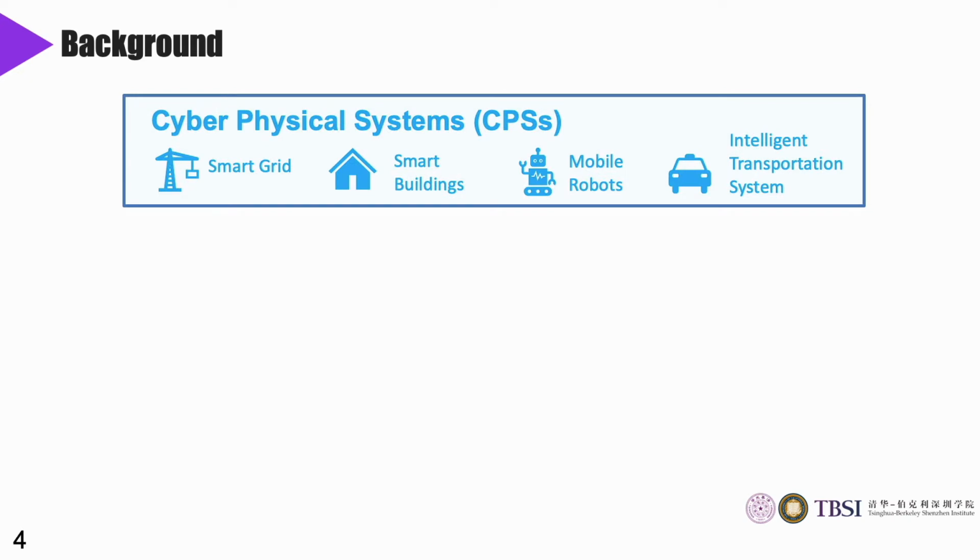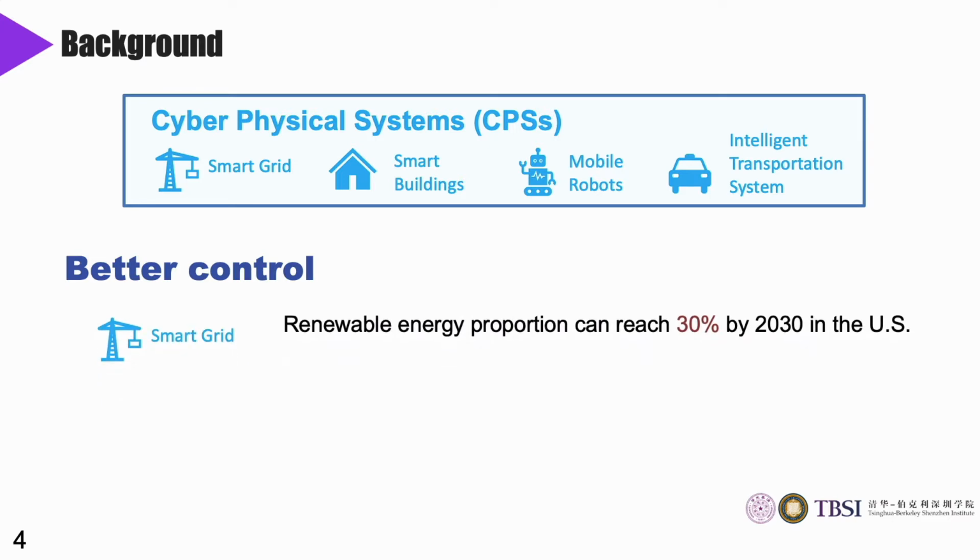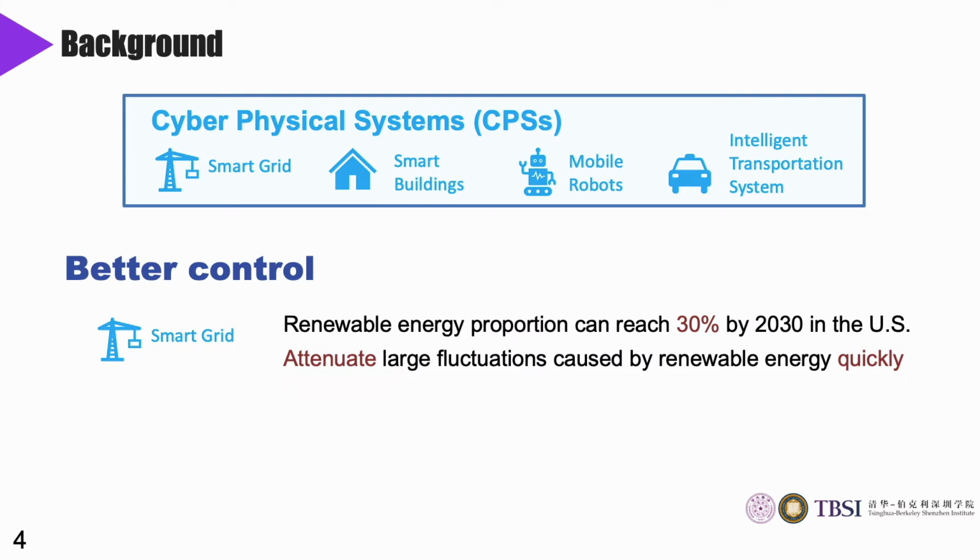Cyber-physical systems have significant impacts on the society, economy, and environment, since they are decisive in supporting fundamental infrastructures and smart applications. And some CPS requires better control, for example, smart grid. It is predicted that renewable energy proportion can reach 30% by 2030 in the US. And we know that supply side and demand side must match in real time.